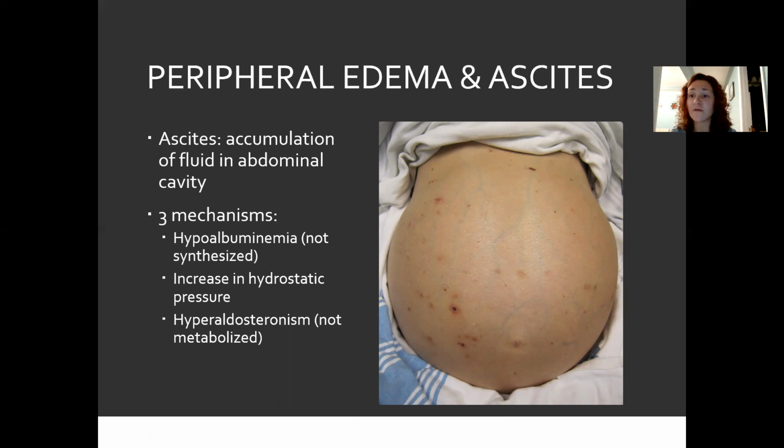Another thing we're going to see with cirrhosis is peripheral edema and ascites. Ascites is an accumulation of fluid in the abdominal cavity, so you can see that here. I'm sure in some of the long-term care facilities that y'all have worked with, you've seen this before. It is fairly common. There are 3 mechanisms behind why a patient would develop ascites with liver failure.